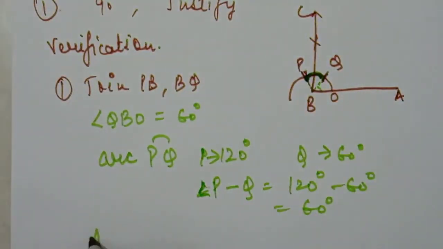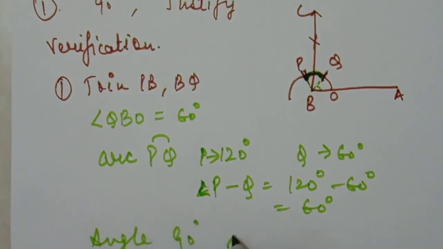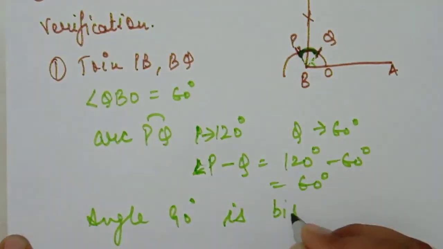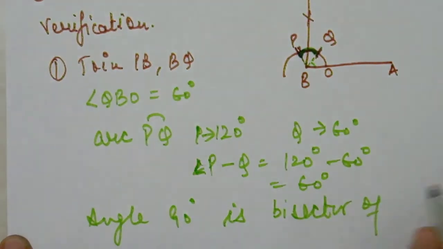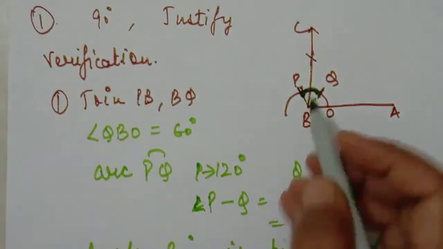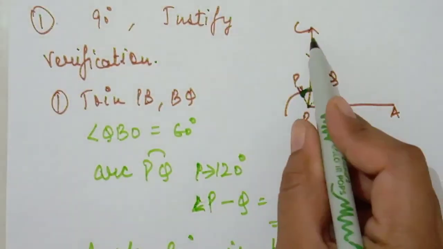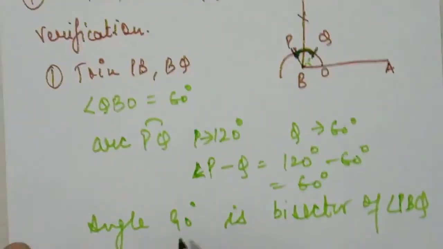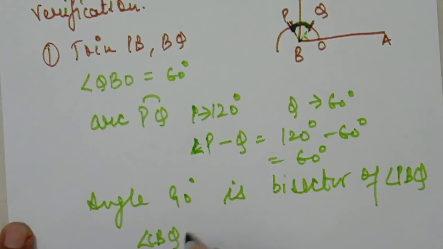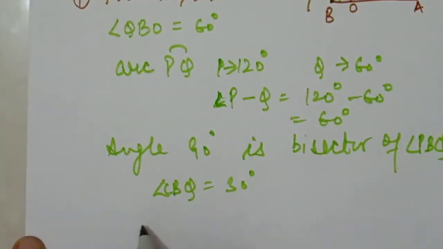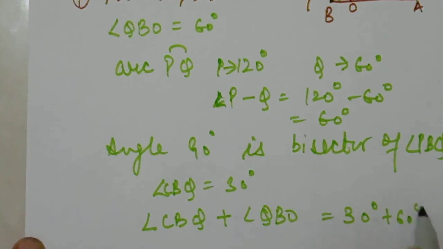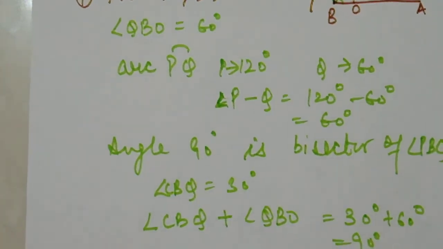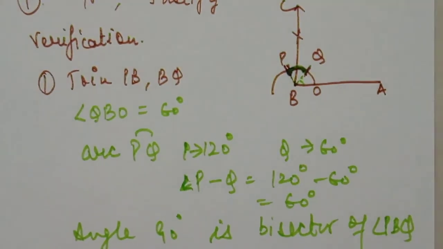So we can say that the 90 degree angle is the bisector of angle PBQ, which is 60 degrees. If this complete angle is 60 degrees and this is the angle bisector, then angle CBQ is 30 degrees. When we combine CBQ plus QBO, which is 30 degrees plus 60 degrees, it is 90 degrees. This is only the verification. You do not need to take any tension about the verification.